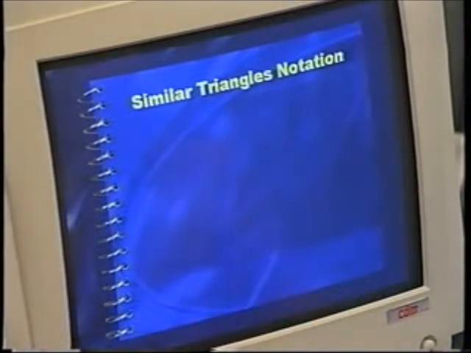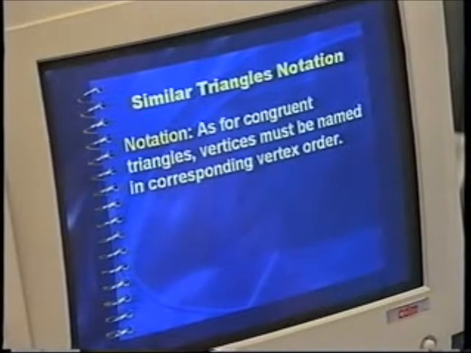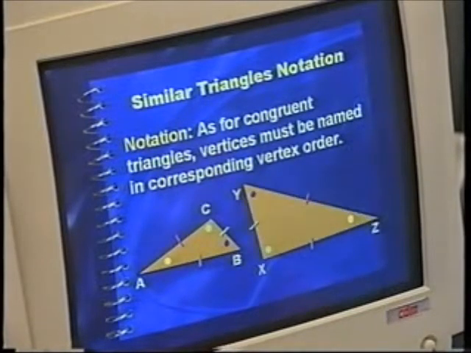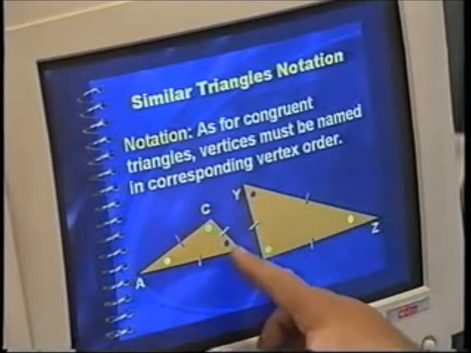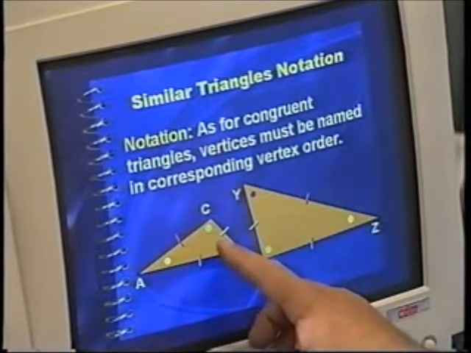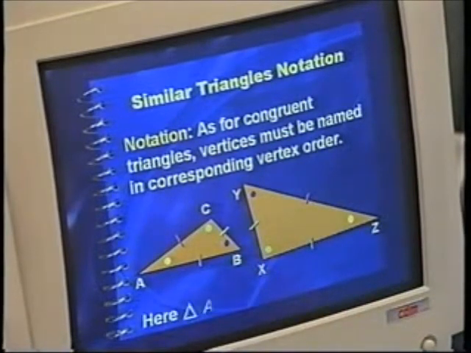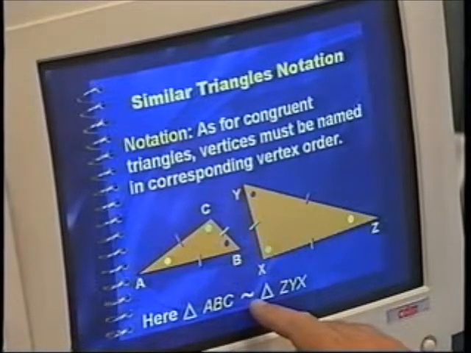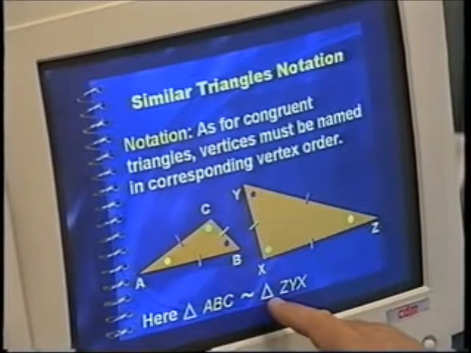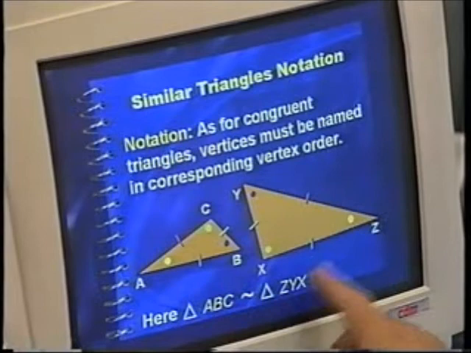There are, again, notation conventions, and of course you do exactly the same as you would do for congruent triangles. You match them up exactly. In this particular case, A corresponds to Z, and B corresponds to Y, and C corresponds to X, and that's why I should write it down like this: triangle ABC, and that's the sign for similarity, is similar to triangle ZYX. So A should correspond to Z, and I've got that correct there.